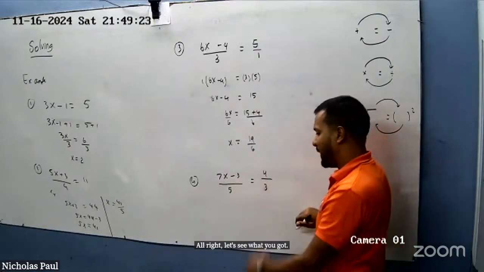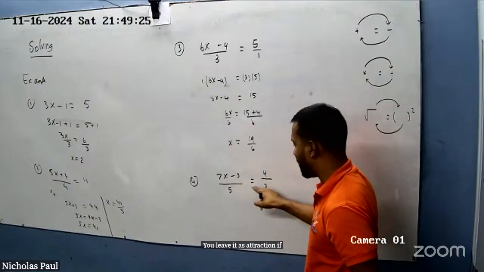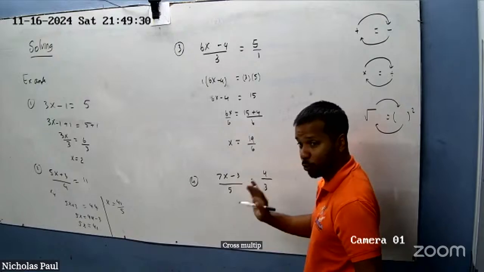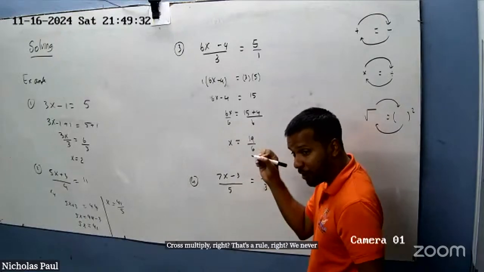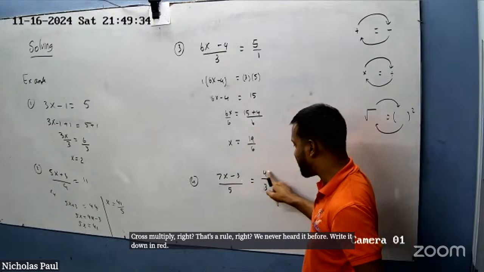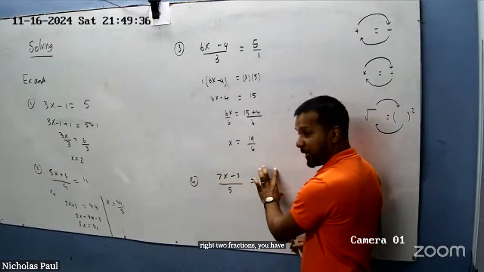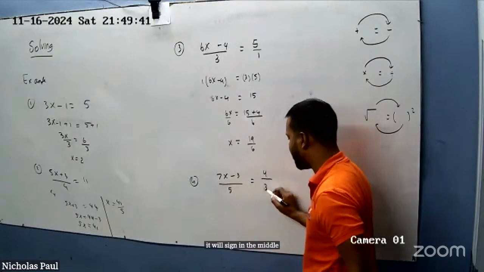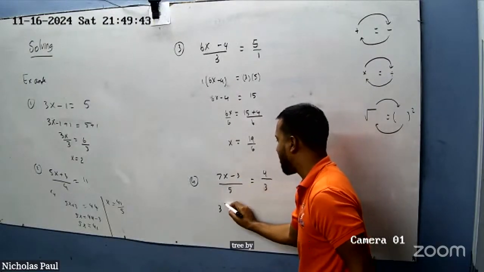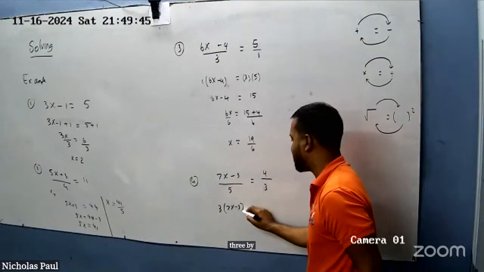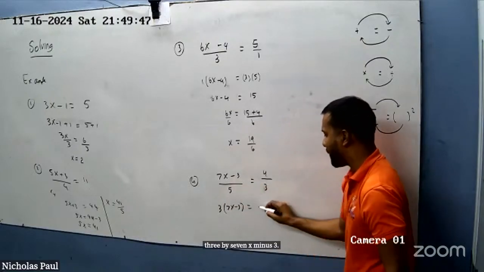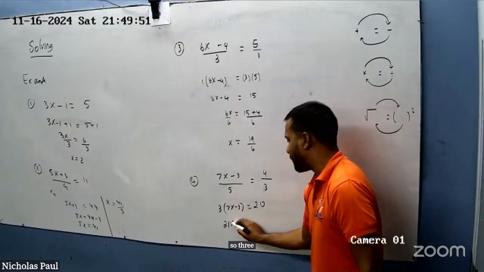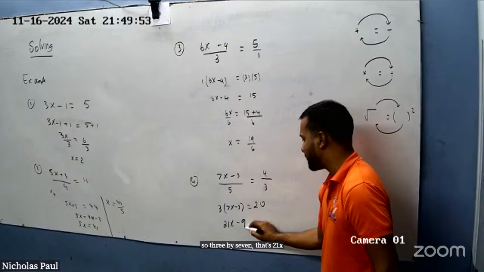All right, let's see what you got. You can leave it as a fraction if you want. Two fractions, equal sign. So what to do? Cross multiply. That's a rule. Write it down in red. You have a fraction here and a fraction here, equal sign in the middle. Cross multiply: 3 by 7x minus 3, and 5 multiplied by 4 is 20. So 3 by 7 is 21x, 3 by minus 3 is minus 9.